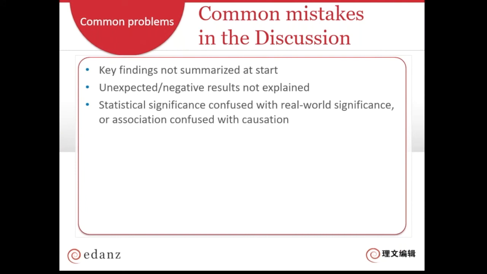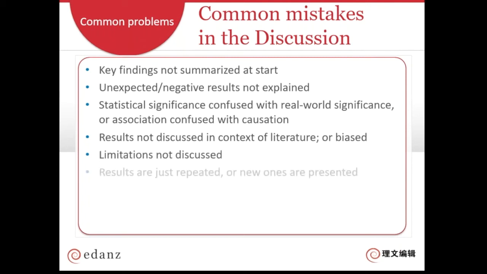Now in the discussion, common problems are that the findings aren't summarized and the unexpected and negative results aren't explained, and statistical significance is often confused with real-world significance, or because two groups differ by a big number like 20%, that doesn't mean it has a real-world meaning. You need to look at both. Also, don't confuse association with cause, and make sure that the author does discuss the results and compare them with other people's results, and don't just pick the ones that agree. They need to look at data that don't agree and try to explain that too.